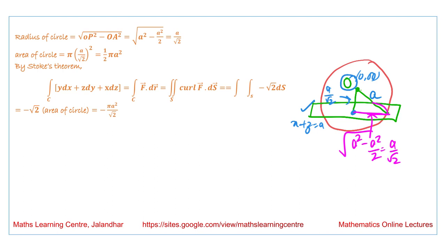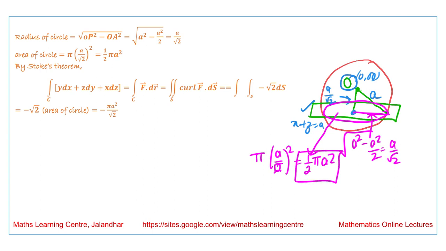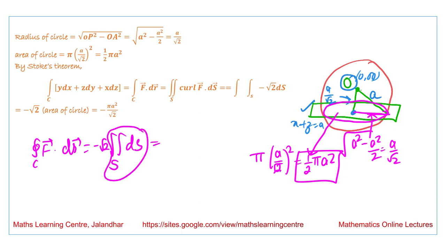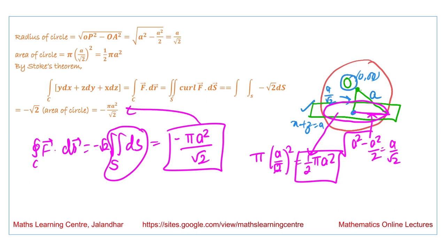So the area of the circle that is obtained over here is pi r square. So the answer we get is 1 by 2 pi a square. So we are saying the integral over C of f dot dr vector is equal to the double integral over S, which we have obtained as minus root 2 into dS. dS is the area of this circle, that is equal to 1 by 2 pi a square. So the answer we obtained is minus pi a square by square root 2. So this is the value of this integral.